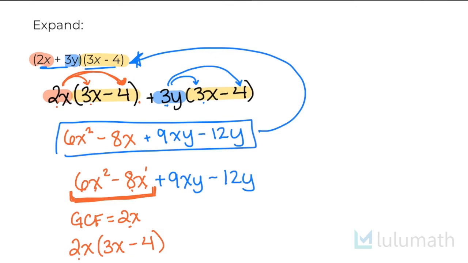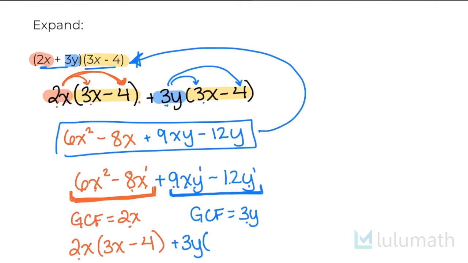Then I'm going to do the same thing for this set of terms that we have here. So again, I'm going to look and see, well, what's the GCF? Well, 9 and 12 are both divisible by 3, and then they both have a y in common. There isn't an x in common, just a y, so my GCF is going to be 3y. So since it's 3y, I'm going to write plus 3y right here.